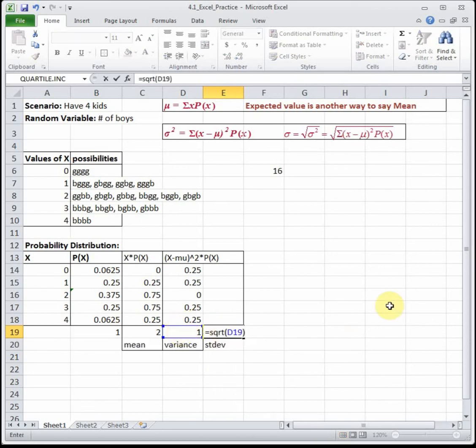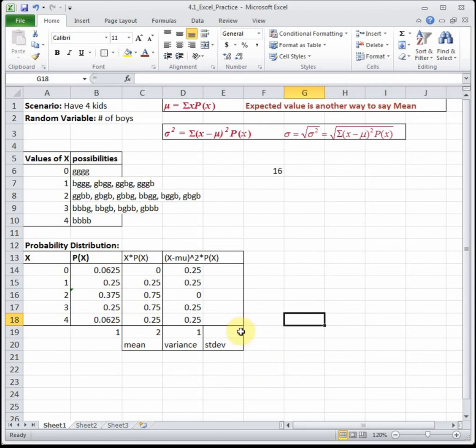So the square root function in Excel is equals sqrt, parenthesis, and then whatever you want to find the square root of in parentheses. So we'll do equals square root, referencing that variance cell, and that is our standard deviation. And so it's a little bit boring in this case because our variance was 1, and the square root of 1 is 1, so it didn't change.